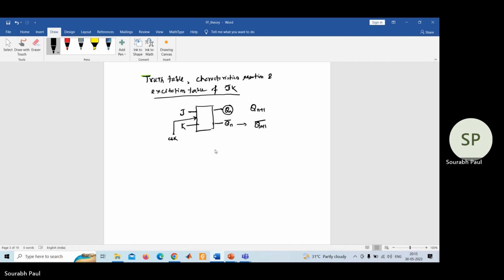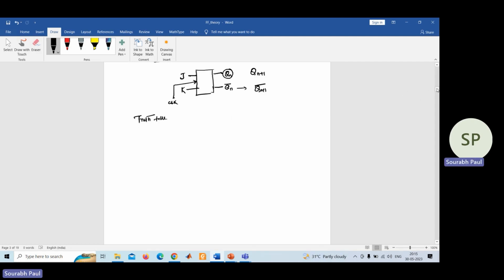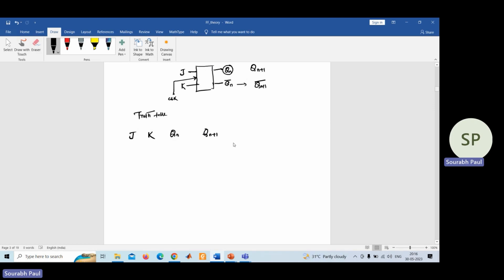Okay. So in the truth table, what are the things given to us? Three things: input J value, input K value, and what is the present output. Based on these three things, we need to find out what the next output will be. Next output means after applying the clock, whatever output you are getting in this terminal, that is known as Qn plus 1.